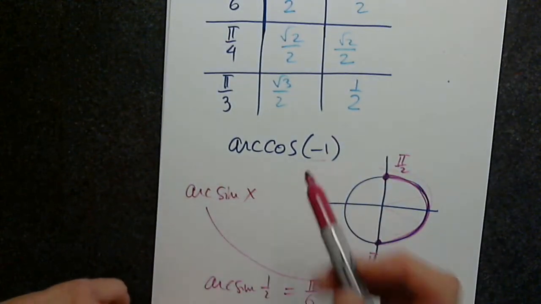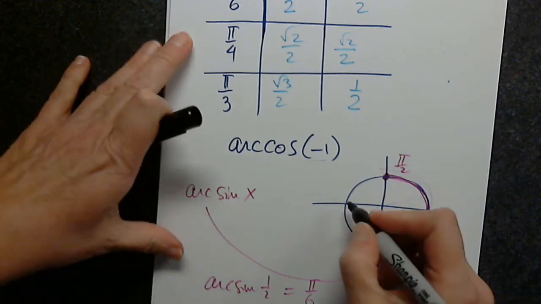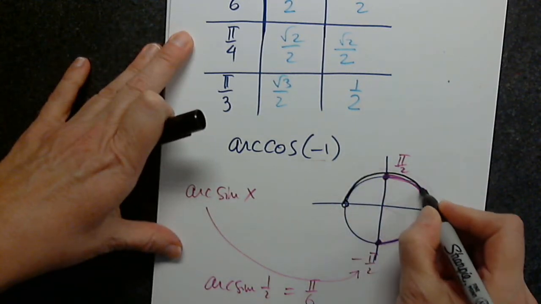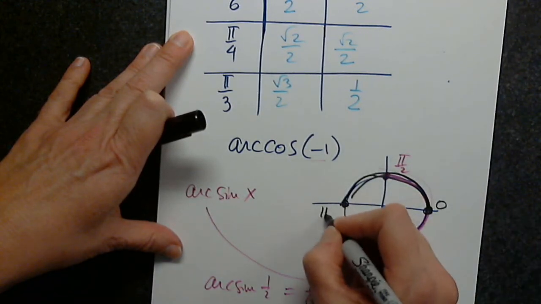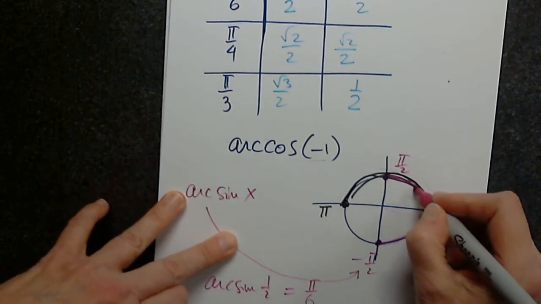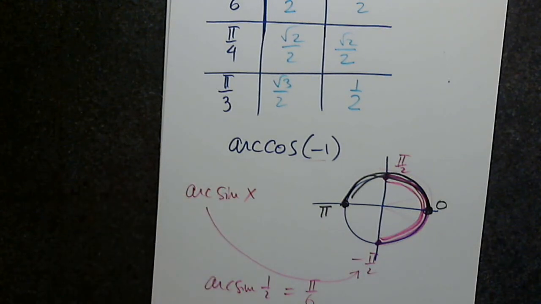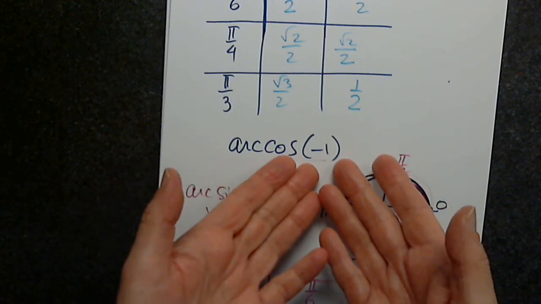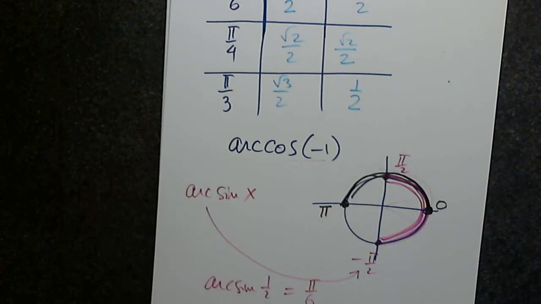Now coming back to arc cosine, because that's what we're asked to determine. For arc cosine, we always have to give an answer between 0 and pi. So one more time, for arc cosine, between 0 and pi. For arc sine, here. So then, which angle has cosine -1? And the answer has to be between 0 and pi. Perfect.